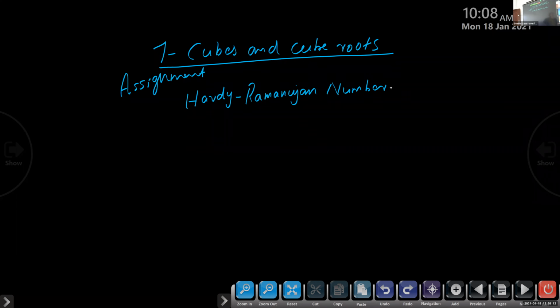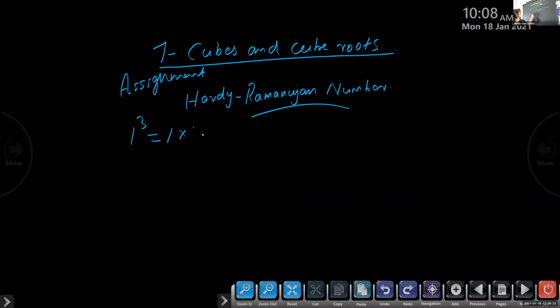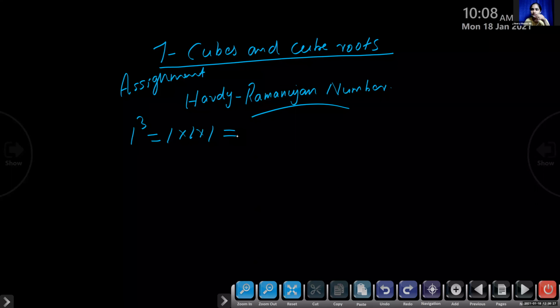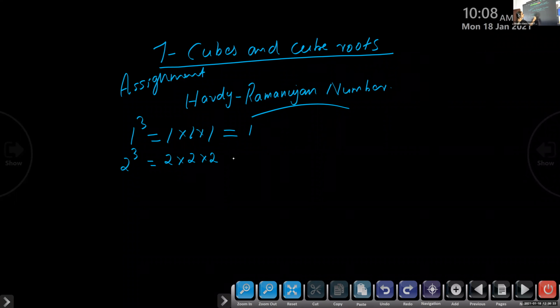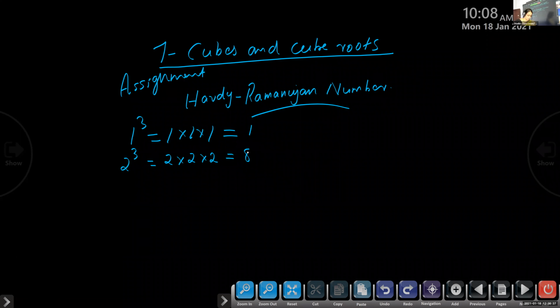Okay. So shall we start our cubes and cube roots? See, children, what is 1 cube? 1 cube means 1 into 1 into 1. What is 1 into 1 into 1? One. 2 cube is 2 into 2 into 2. 8. Okay. 1 cube is 1 into 1 into 1. 2 cube is 2 into 2 into 2.